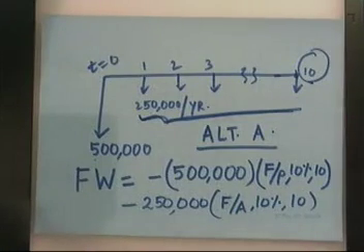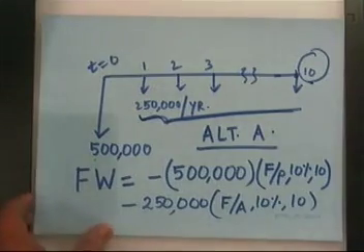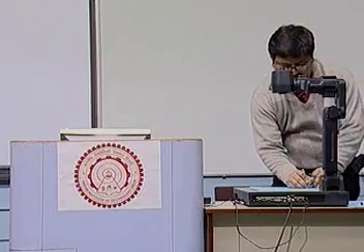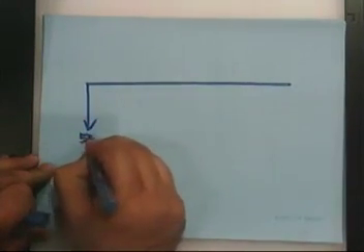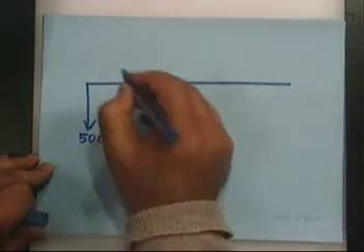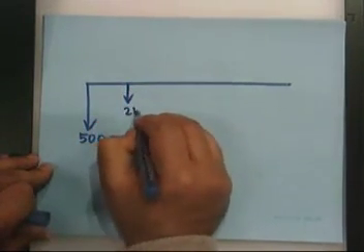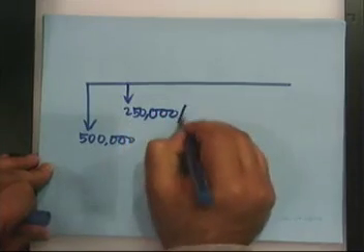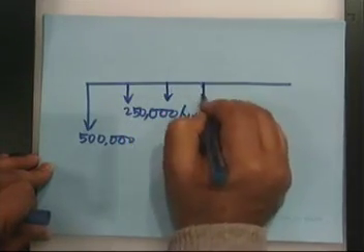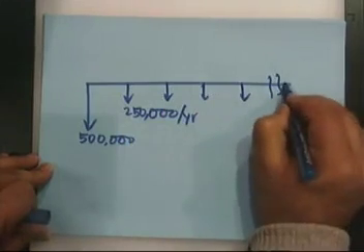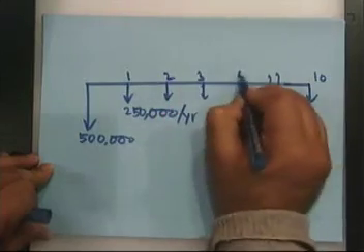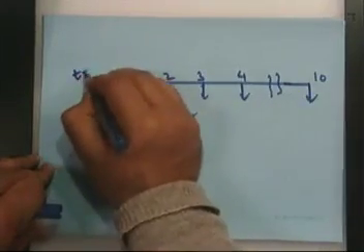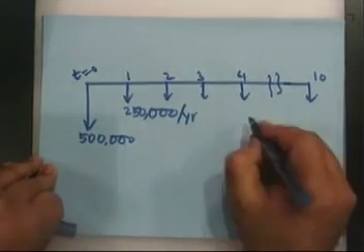Suppose I have to compare this using the annual cost method. What do I do? I will draw the cash flow diagram once again. Let us say this is 500,000 and then you have 250,000 per year for the next 10 years. This is year 1, 2, 3, 4 and let us say up to 10. This is t equal to 0. This is alternative A.